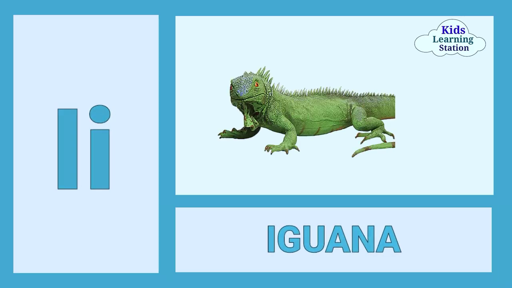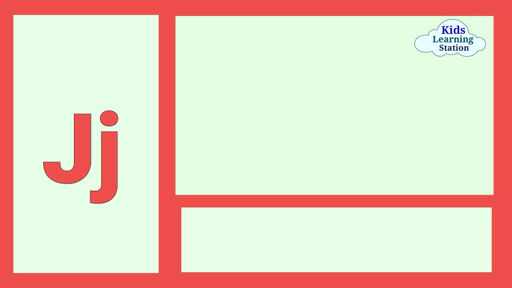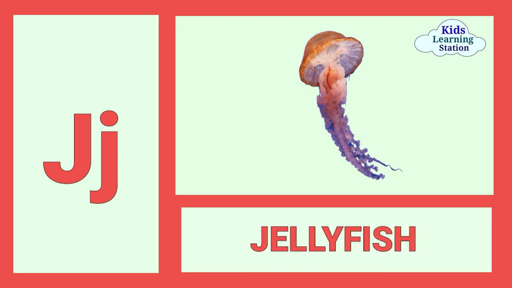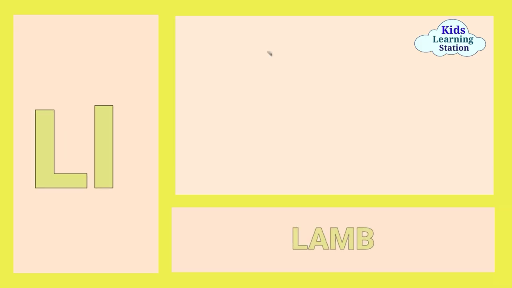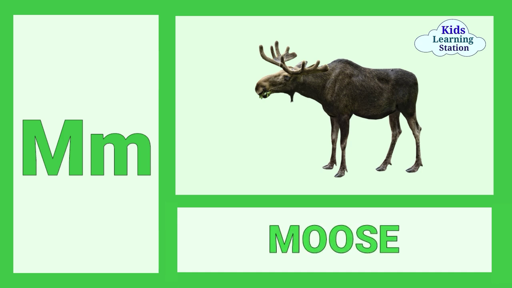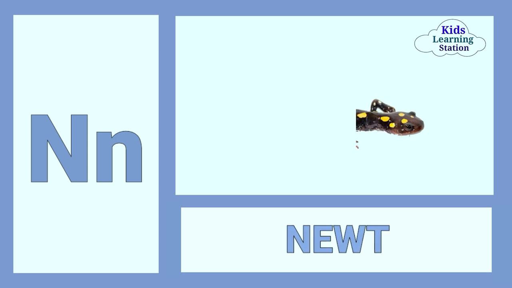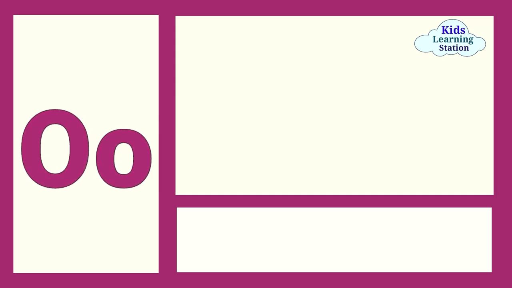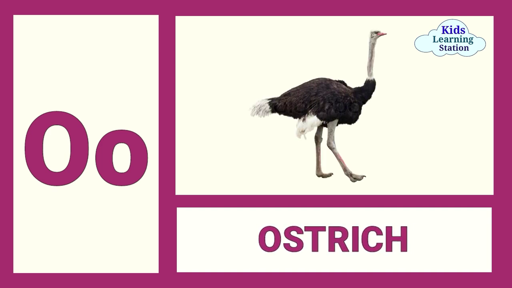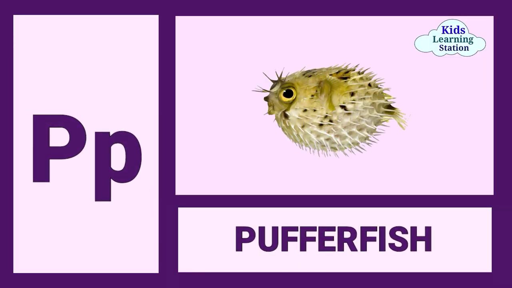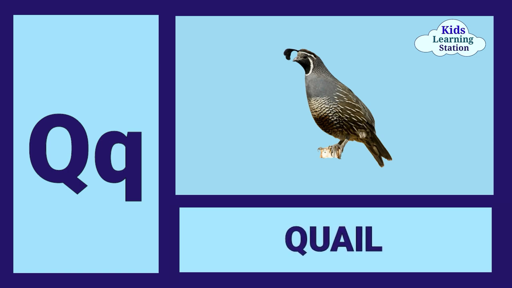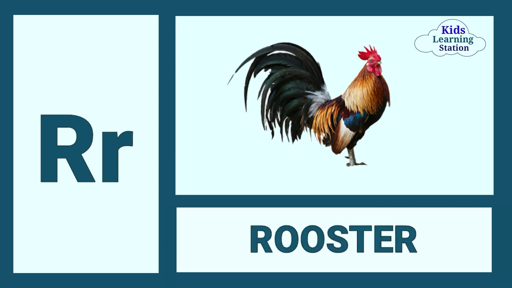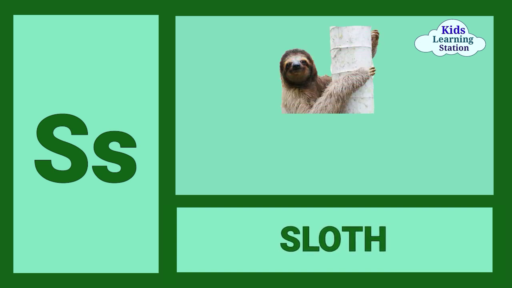I is for iguana. Iguana. J is for jellyfish. Jellyfish. K is for kangaroo. Kangaroo. L is for lamb. Lamb. M is for moose. Moose. N is for newt. Newt. O is for ostrich. Ostrich. P is for pufferfish. Pufferfish. Q is for quail. Quail. R is for rooster. Rooster. S is for sloth. Sloth.